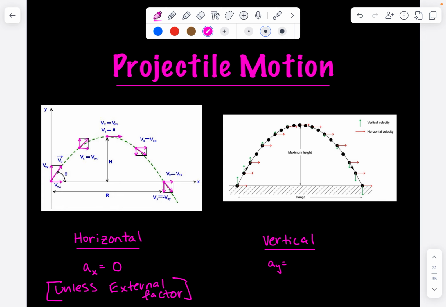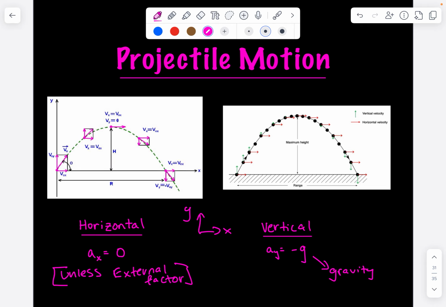For vertical acceleration in the y direction, it is always negative g. And g in this case is gravity. Negative because the typical coordinate system is drawn like this, where up is positive. So the negative just means that the object is being pushed downward towards the ground. Those are the only accelerations involved in projectile motion.